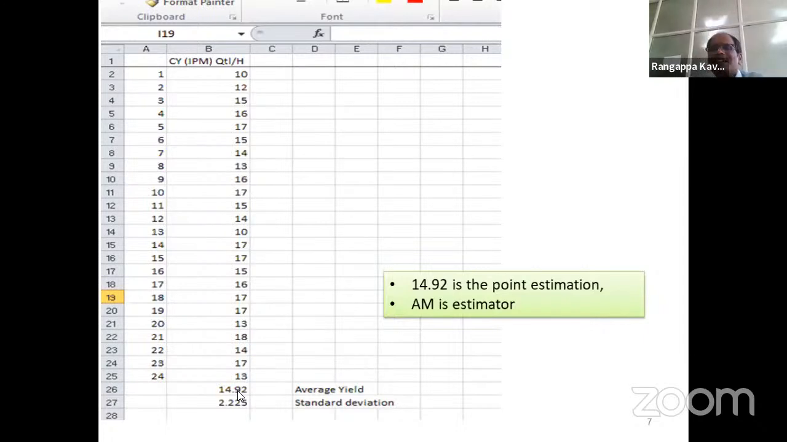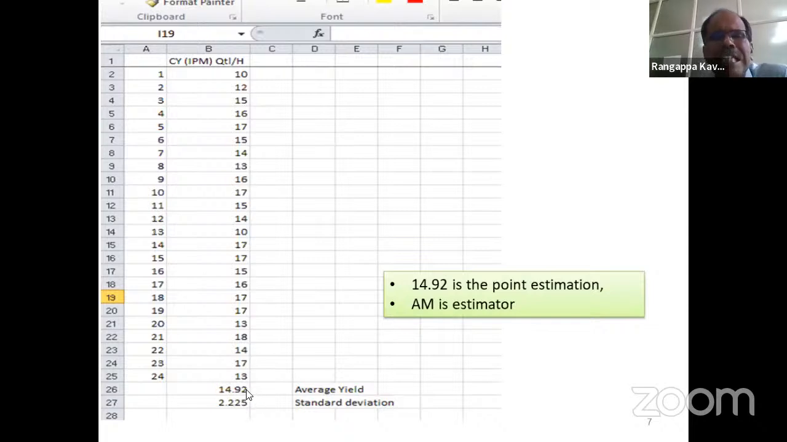In fact, some of the scholars may feel it much easier. I find a good number of scholars who are finding it difficult to do such small things also. So this is the arithmetic mean. 14.92 is the arithmetic mean. Earlier I showed, this is the arithmetic mean, and this 2.225 is the standard deviation. So for this sample, I have calculated the arithmetic mean and this.